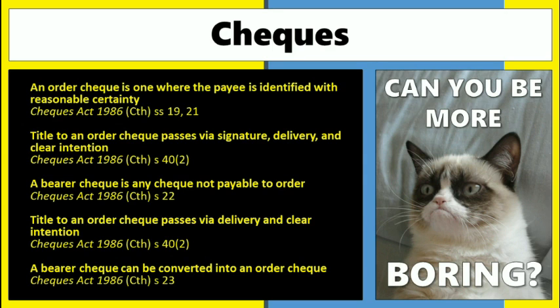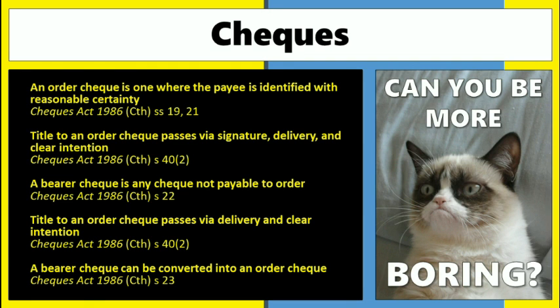Now, there's two types of these checks. We call them either order checks or bearer checks. You may recall from your own experience in writing checks that there are usually two words on most pro forma checks that just say "or bearer." And usually a person, when writing a check out, will cross that out. In that situation, this becomes an order check.